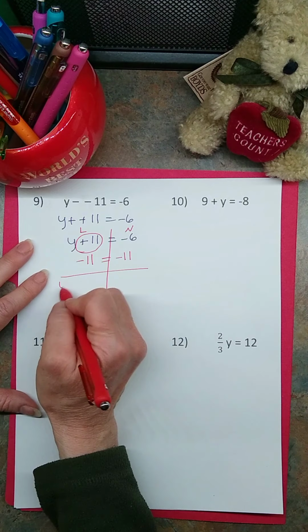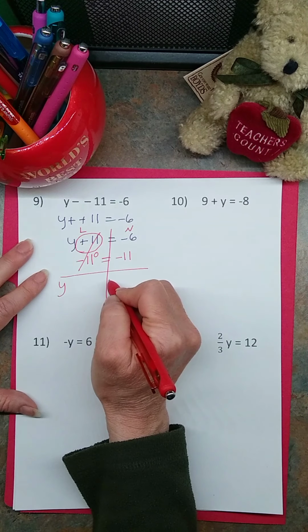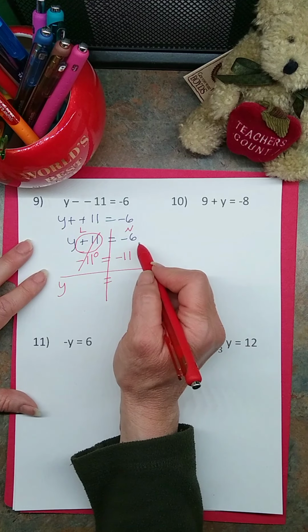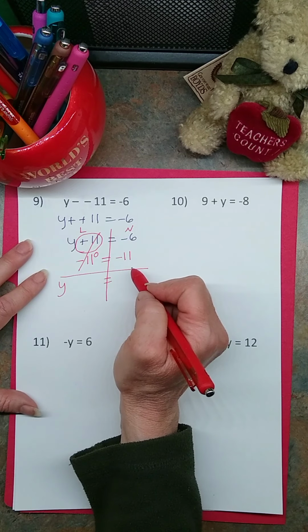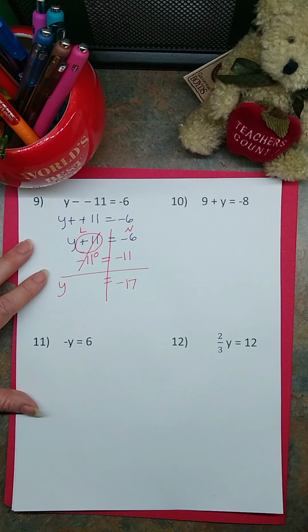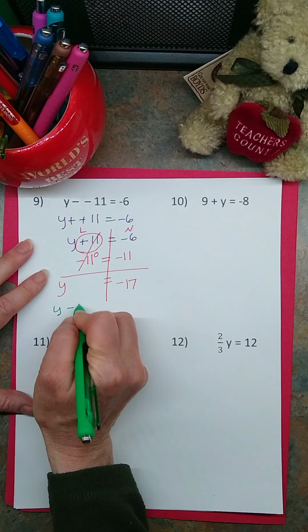Add those in columns. Y drops down. +11 and -11 is 0. A -6 and a -11 is like you owe your mom $6, you owe your dad $11, so all together you owe them 17. Now to check it, go back and rewrite the original problem.